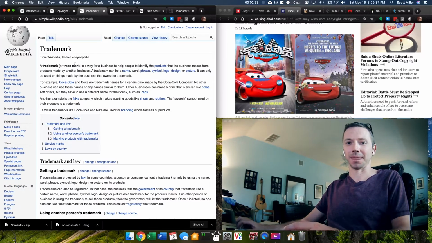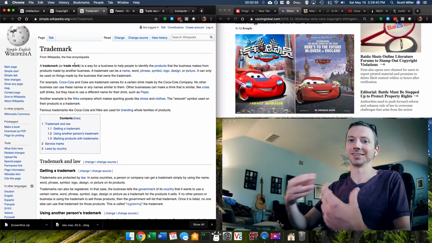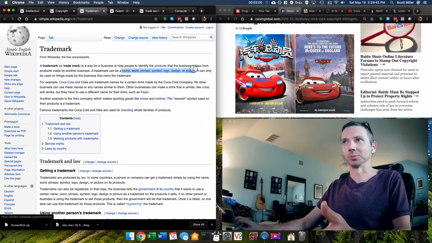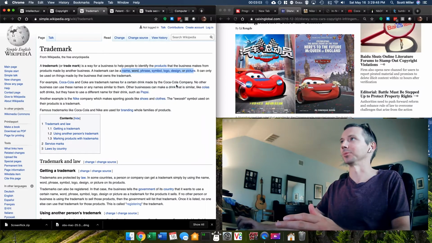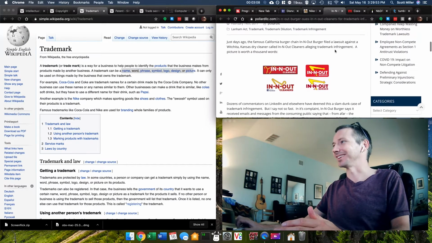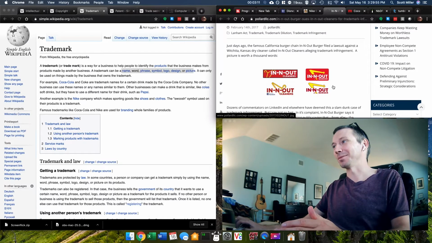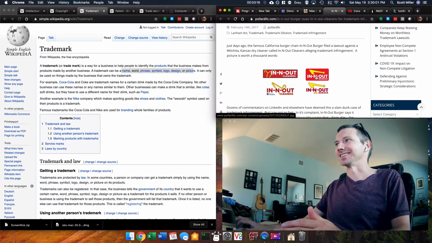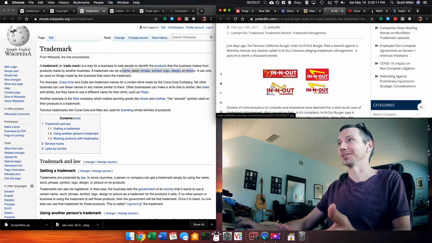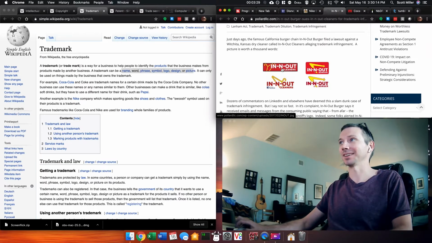Next is trademark. Again, very similar. You're protecting an idea, except with a trademark, it usually comes in the form of a name, word, phrase, symbol, logo, design, or picture. A very famous one, well, maybe not famous in San Antonio, we only have one, but In-N-Out Burger. At least I know there's one on the west side here, they have a very distinct symbol. They have the red and the yellow here in a certain pattern, in a certain way, with a certain font, right?